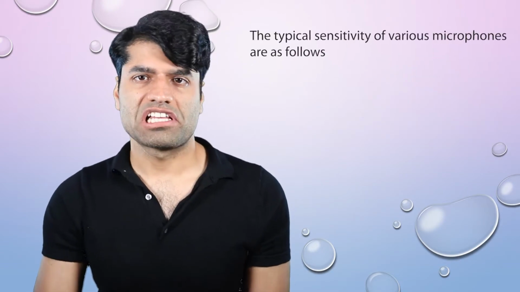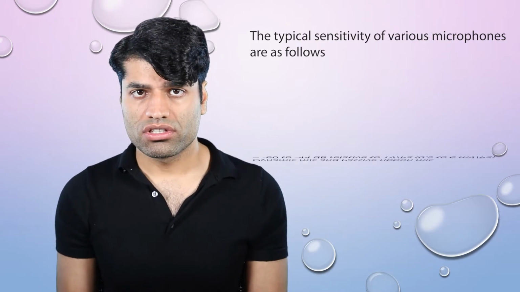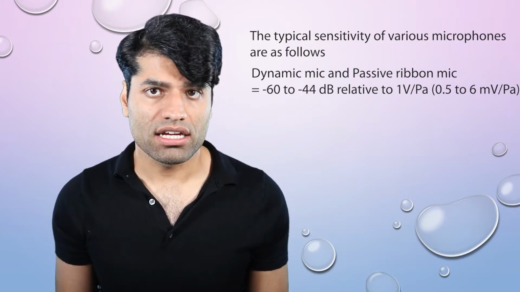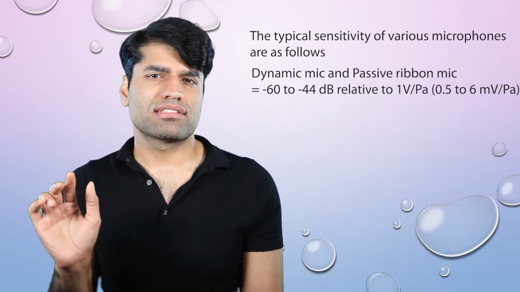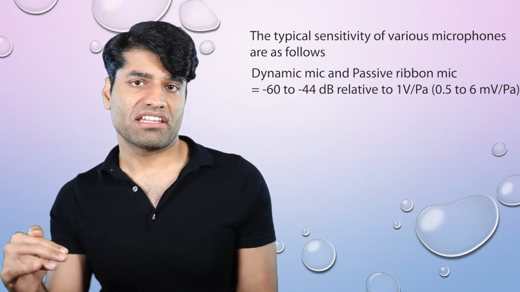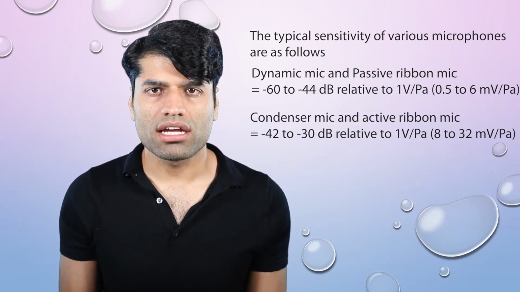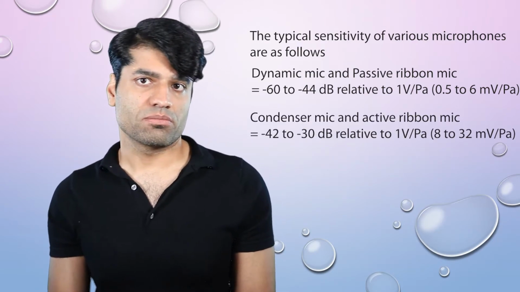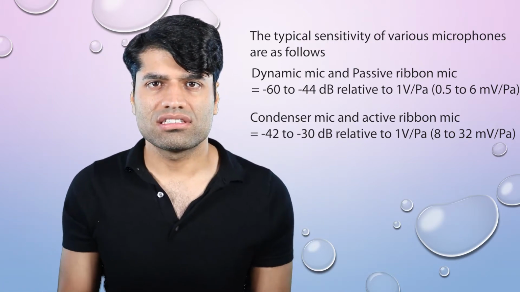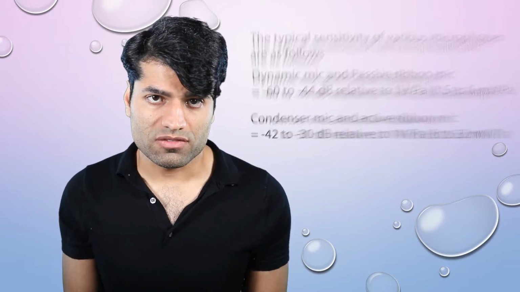The typical sensitivity of various microphones are as follows. Dynamic mic and passive ribbon mic is equal to -60 to -44 decibel relative to 1 volt per Pascal. Condenser mic and active ribbon mic is equal to -42 to -30 decibel relative to 1 volt per Pascal.